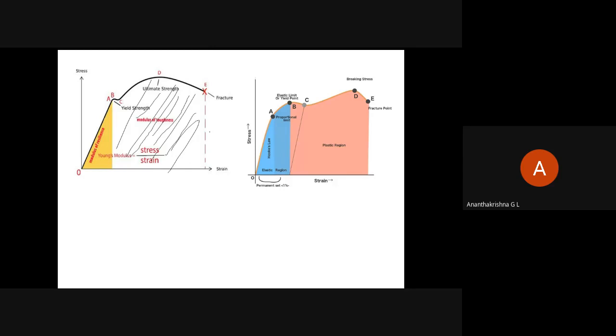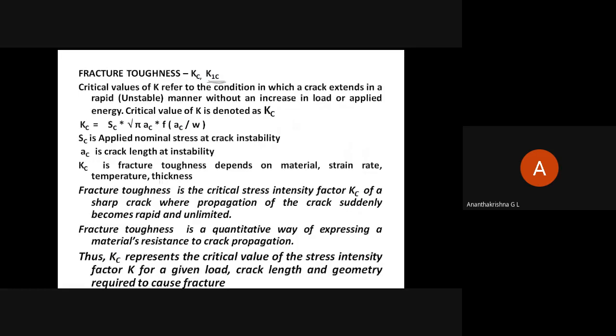Essentially, the critical value of the stress intensity factor is called critical stress intensity factor Kc, which is given by the equation that we have taken yesterday. Again, fracture toughness is the critical stress intensity factor K for a sharp crack where propagation of the crack suddenly becomes rapid and unlimited or uncontrolled. Fracture toughness is a quantitative way of expressing a material's resistance to crack propagation. So the more the fracture toughness, the more the material's resistance to crack propagation. That is what is required.